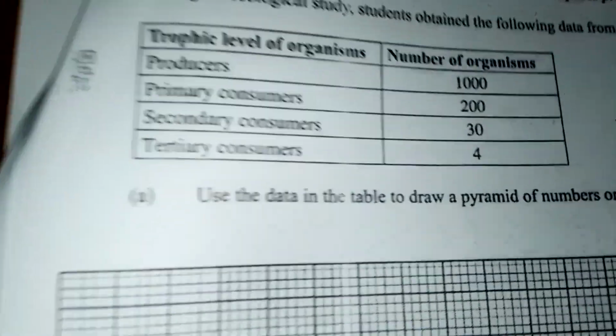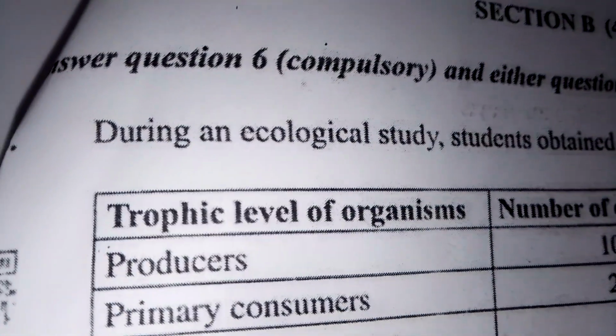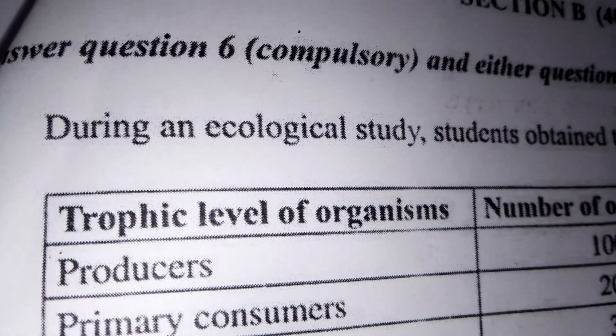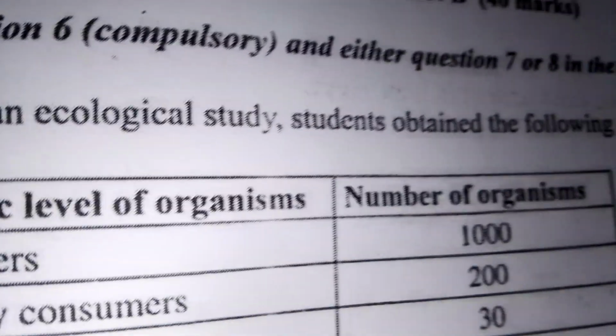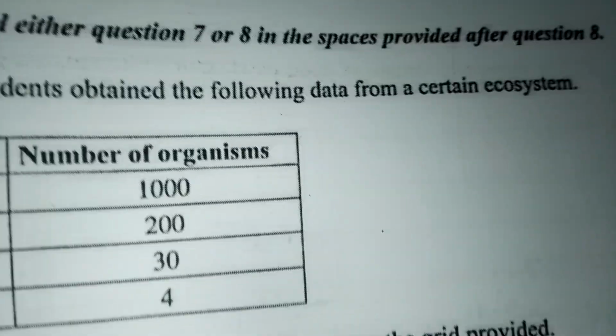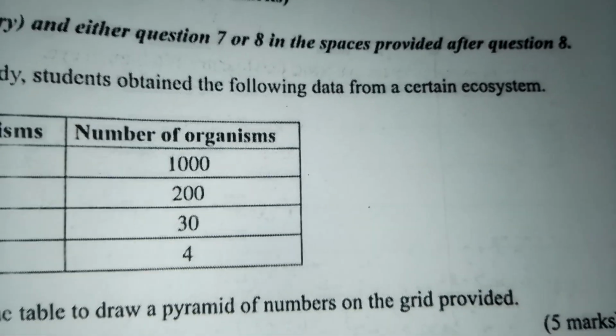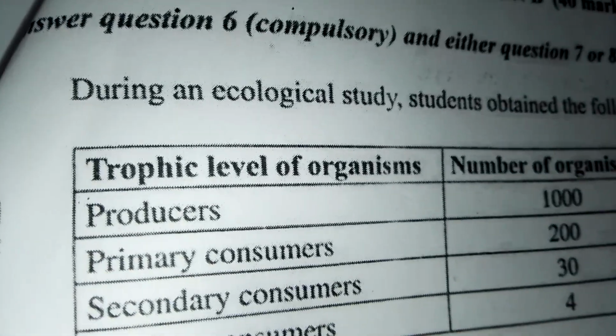Now we are going on to Section B. It carries 40 marks. And you have been instructed to answer question 6, which is compulsory, and either question 7 or 8 in the spaces provided after question 8. This question here, I think it is question 6, is compulsory for you to answer.